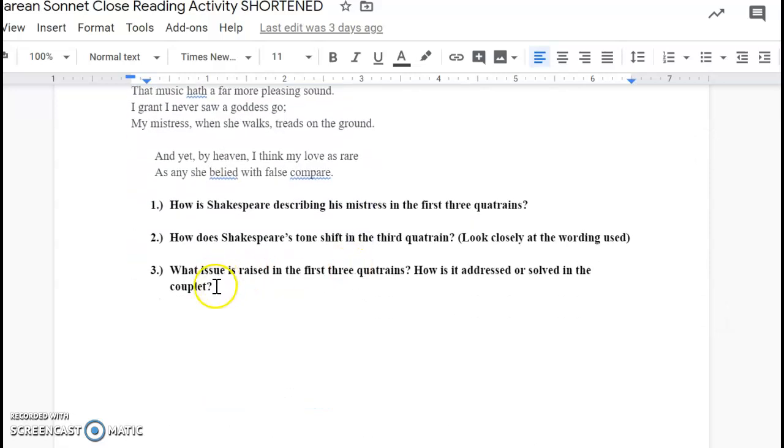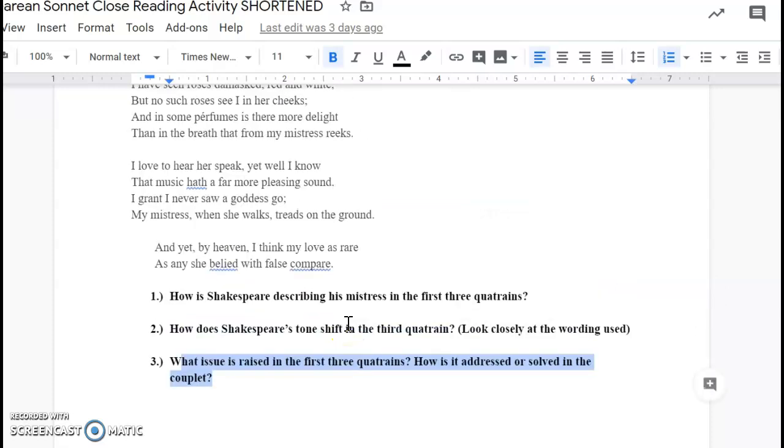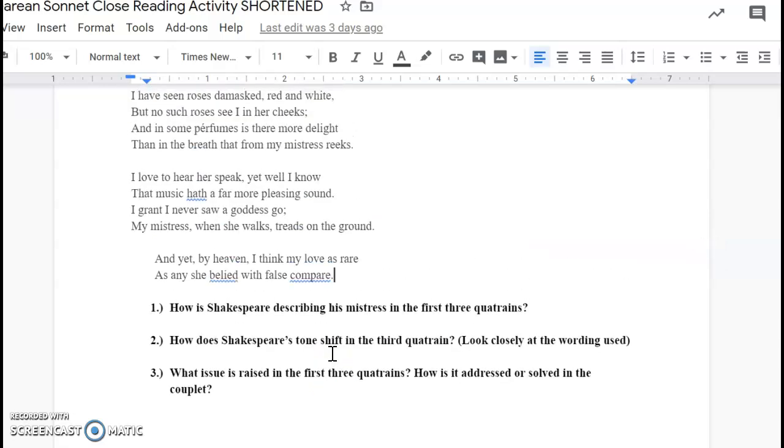And then lastly, I want you to think about what issue is raised in the first three quatrains. So if you're analyzing and thinking about how he's describing his mistress in these first three quatrains, you'll be able to explain the issue raised. And then in the couplet, I want you to figure out how he addresses this issue or this problem and how he solves it. Okay, what is his final conclusion with this?